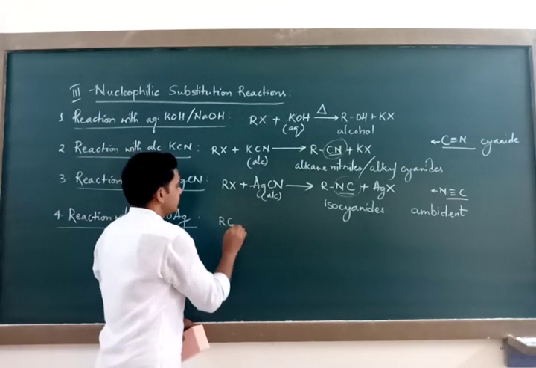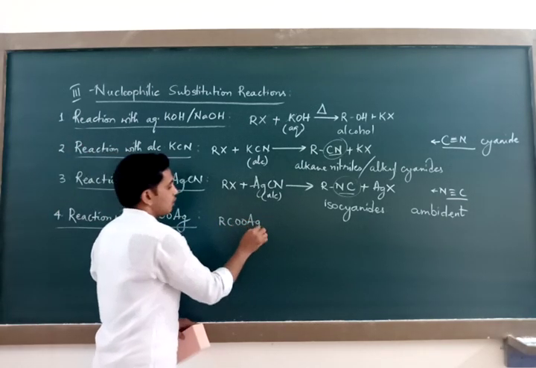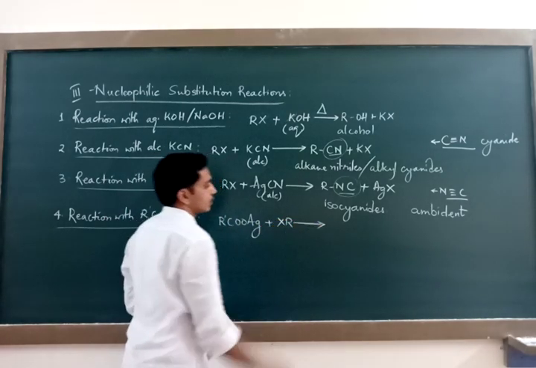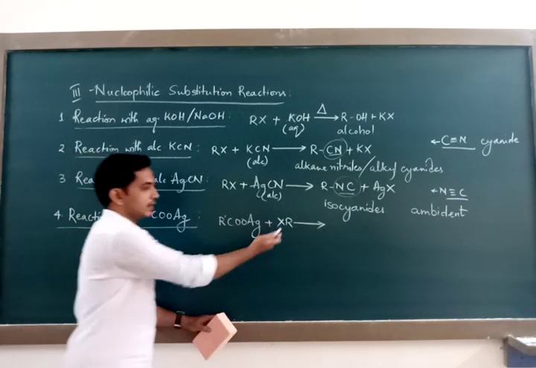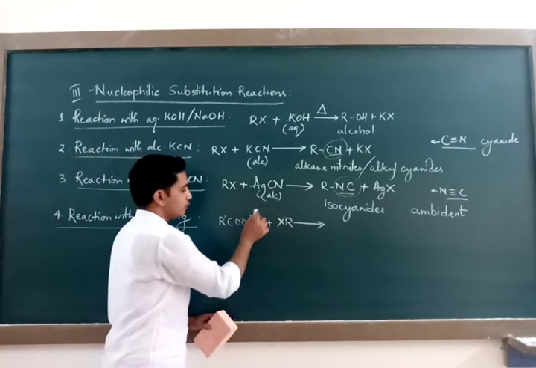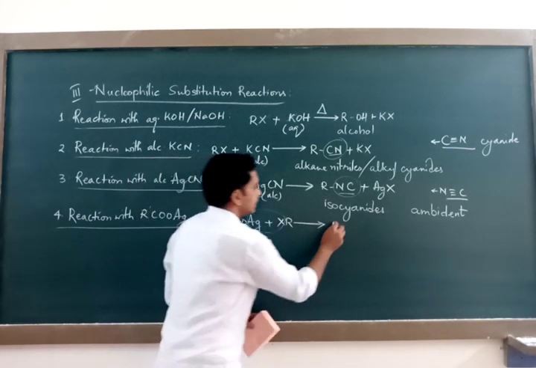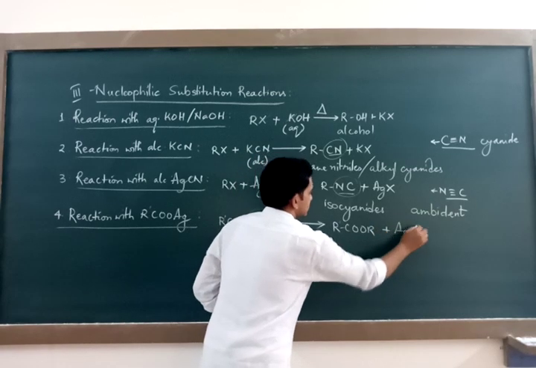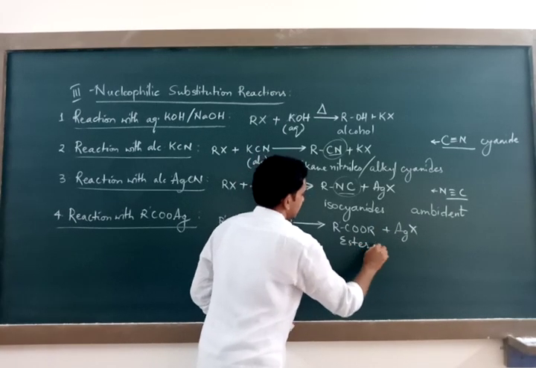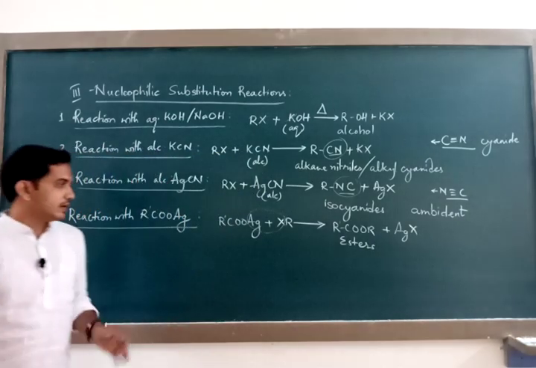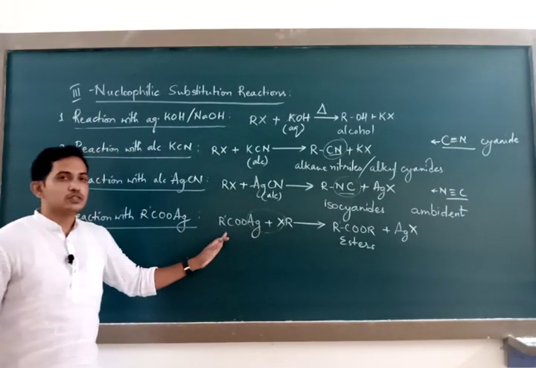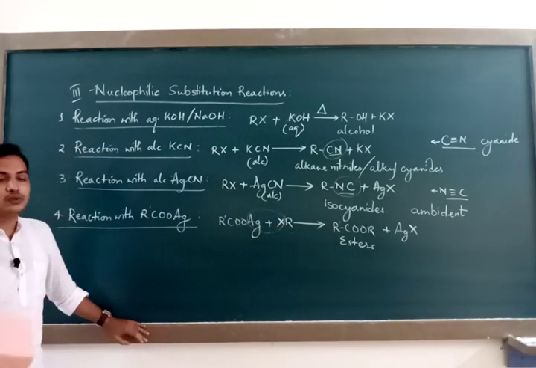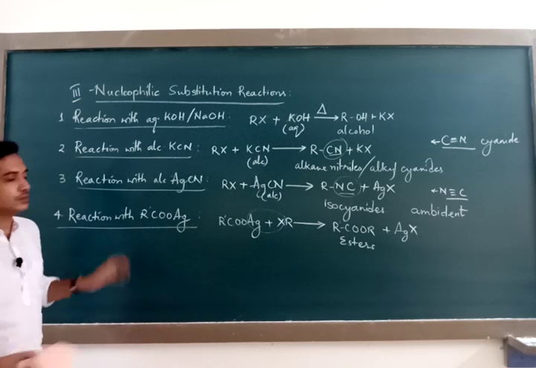So if any silver salt of a fatty acid is reacted with a haloalkane, I can write RX or XR, it is done only for the sake of convenience, then I will get RCOOR plus AgX. I will end up with esters. Whenever haloalkanes react with silver salts of fatty acids, you will get esters. There are other examples also in the textbook. You can go through them. I will solve only these four.